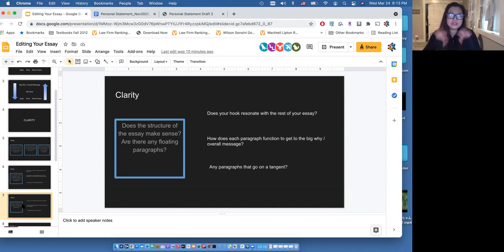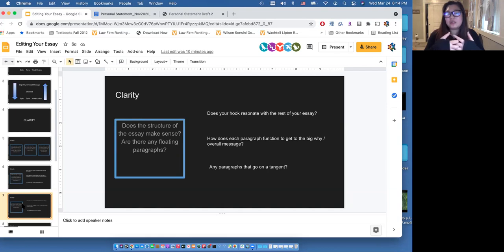And then the third, it echoes that second, but are there any tangents? And when I say tangents, I see this a lot of times when people are in their third or fourth rewrite of their essay, where there's something that was in their first draft they've forgotten about, but because we're so used to reading our drafts that we forget that it doesn't belong there or belong in our essay anymore.